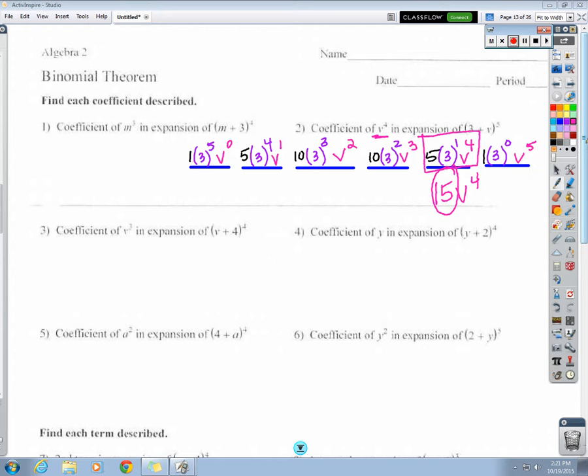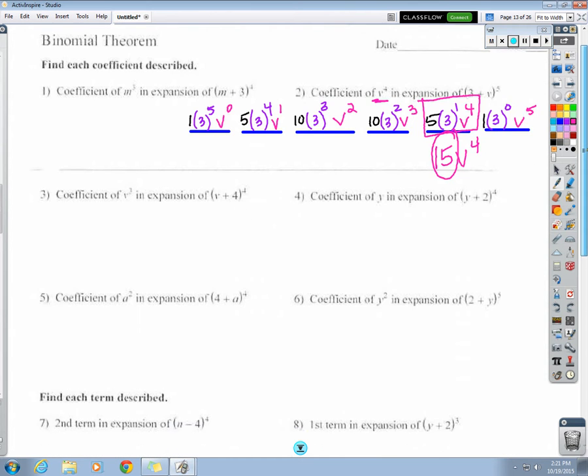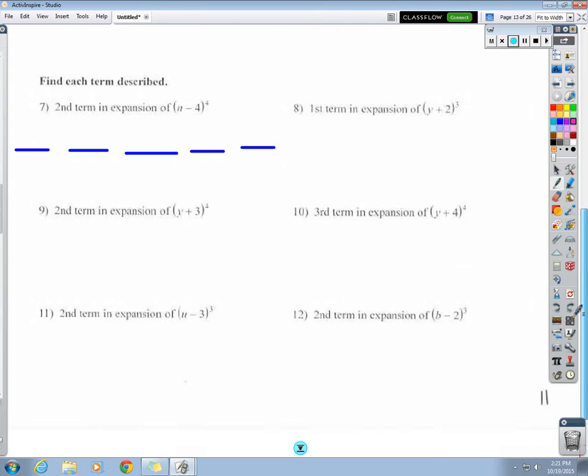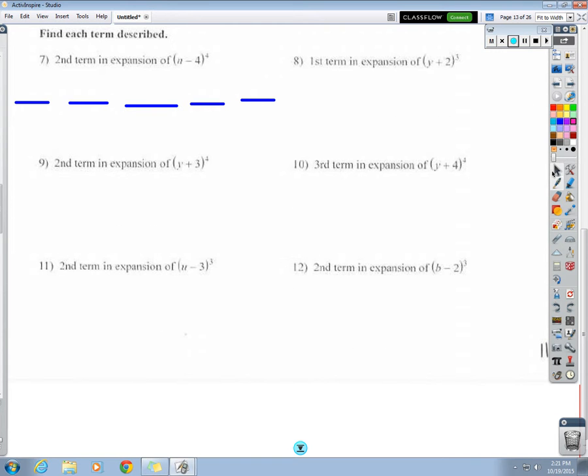Okay, now I want you to go down to number 7 on this page. For number 7, it wants you to find the second term in the expansion of (n - 4) to the 4th power.